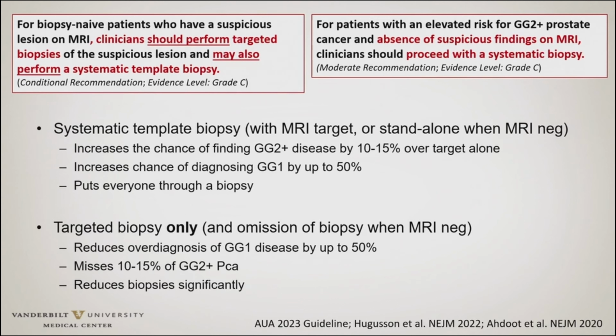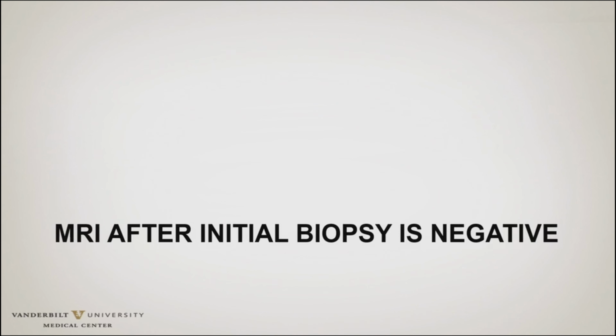If we do the targets only, in other words, omit the systematic biopsies when the MRI is negative or when it's positive, it reduces that overdiagnosis of grade group 1 prostate cancer, but potentially misses important cancers. If it were reliable and we could count on it, however, it would reduce the biopsy rate significantly. So that's the initial biopsy setting.